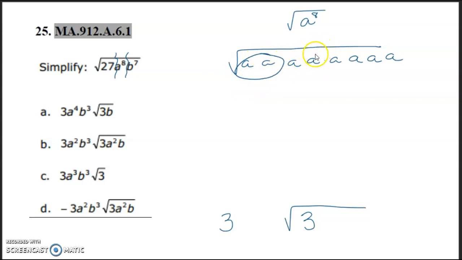So when I go in, I'm like, all right, well, how many pairs can I pull out of this? Well, I can pull out 4. So a to the 4th, and there's actually none left in there. Because they all come out so pretty together, I don't have any a's in the radical.